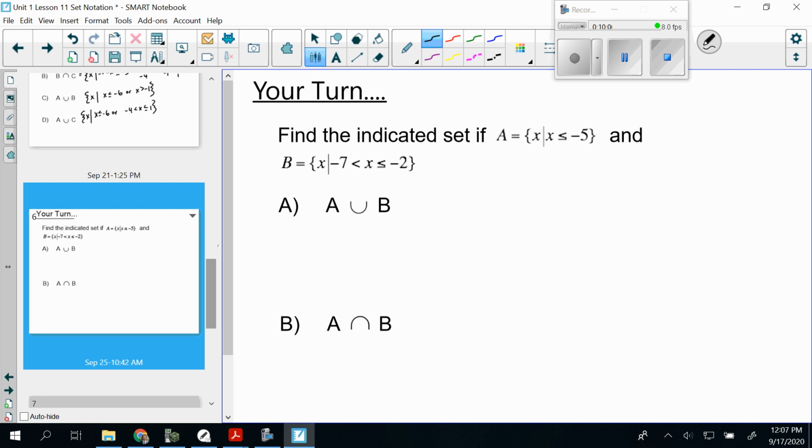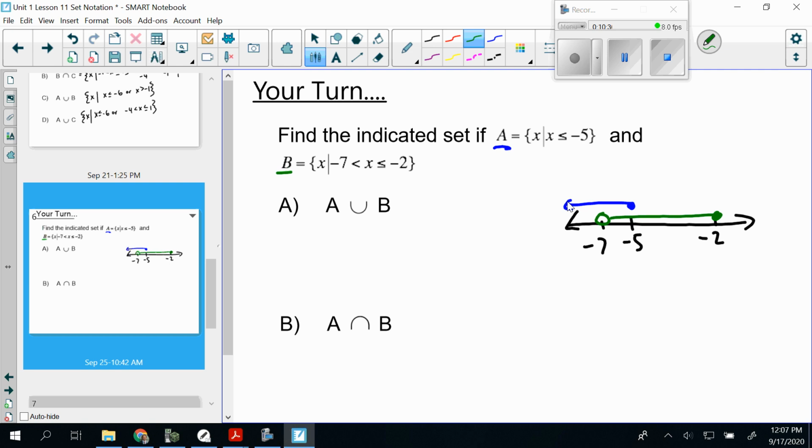Again, I'm going to graph them just on the same graph here so we have a graph to look at. The first one here, all the points less than or equal to -5, that would include -5. So graph like that, that one's A. For B here, it's all the points between -7, which would be to the left here, and -2, which would be to the right over here somewhere. We're not including -7, but we are including -2. So those are the graphs.